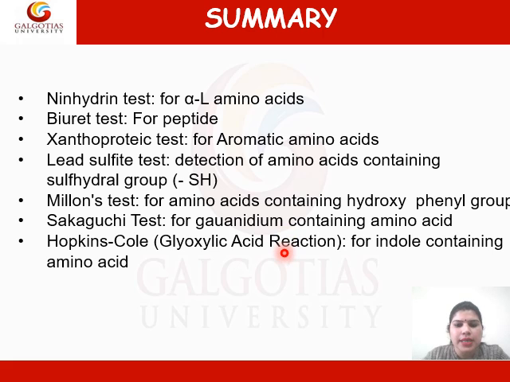Hopkins-Cole test. This test is used for indole containing amino acid. Tryptophan is the example. The tryptophan reacting with the glyoxylic acid in the presence of strong acid, the indole ring forms a violet cyclic product. So these are the various color reactions used for the qualitative analysis of amino acids and amino acids present in the proteins.